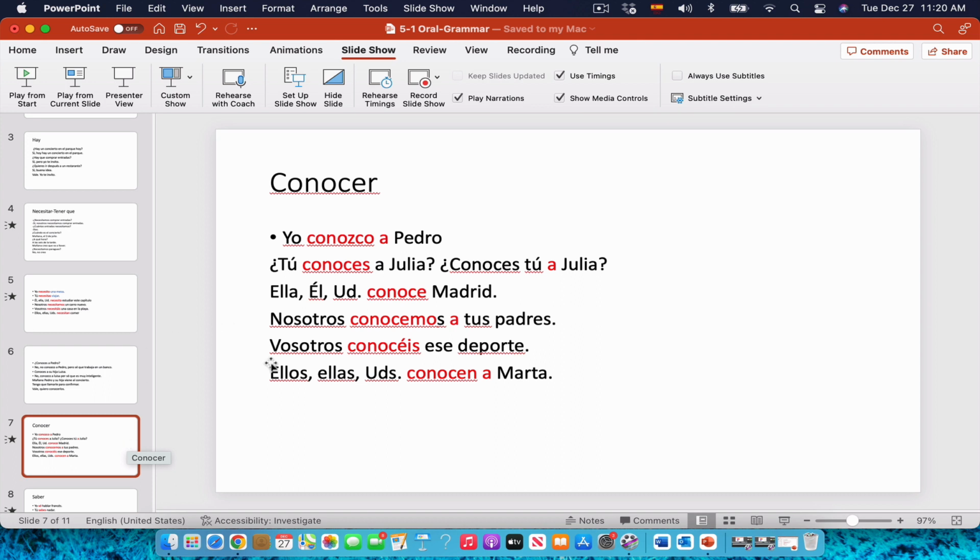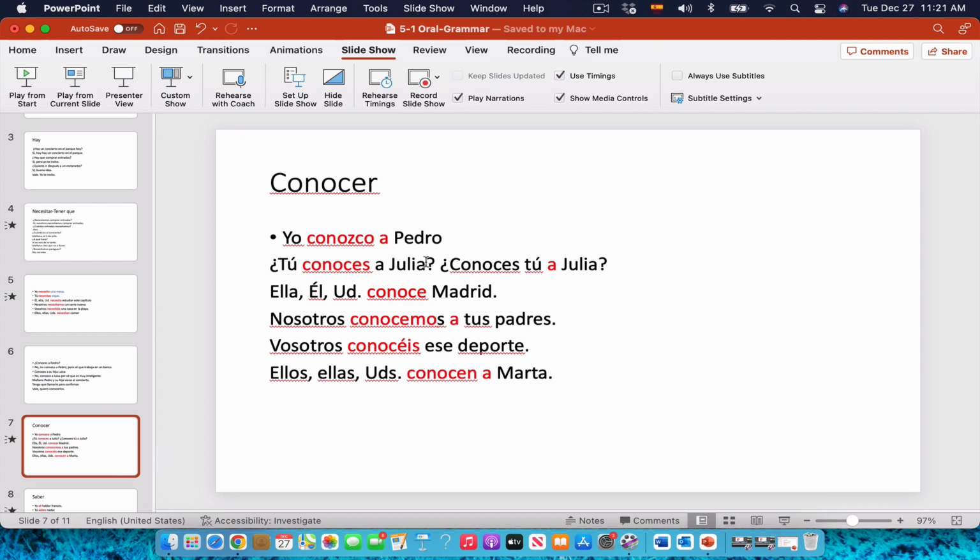So you're going to see that all the situations here are to know someone or a place or to be familiar with something. And you will see that when it's a person, it's connected with the preposition a, but when it's not a person, you will not see the preposition there, right? And the way we conjugate conocer is yo conozco, you see the C here, right? Conozco a Pedro, I know Peter, okay?